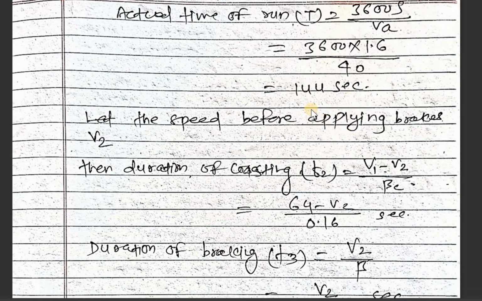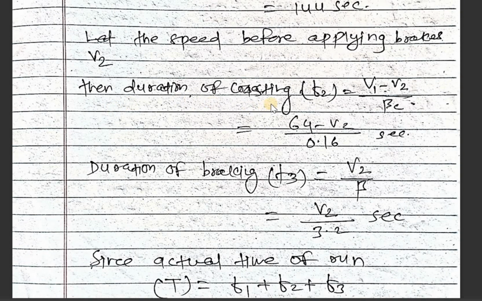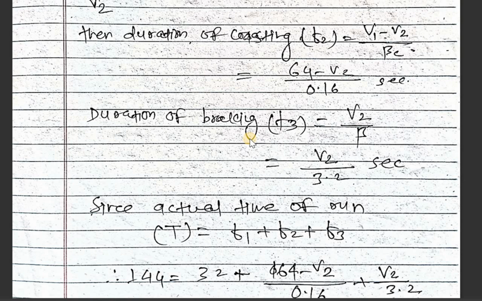Let the speed before applying brakes be V2. Then the duration of coasting, T2, equals V1 minus V2 upon beta c, that is 64 minus V2 upon 0.16 seconds. And the duration of braking, T3, equals V2 upon beta, so V2 upon 3.2.